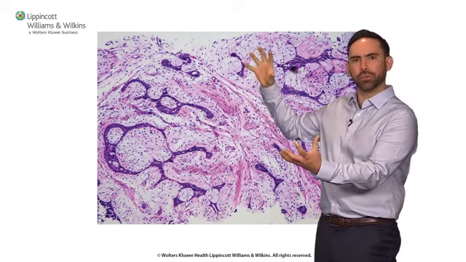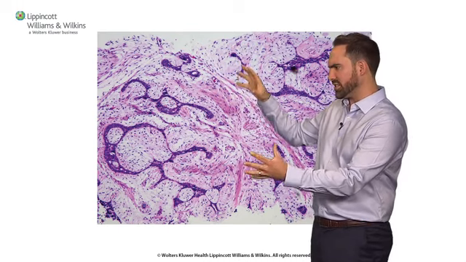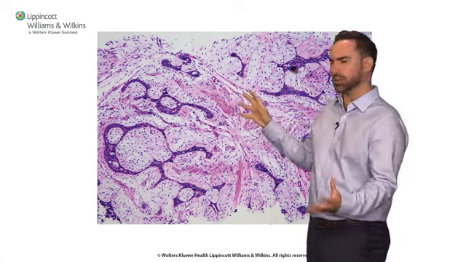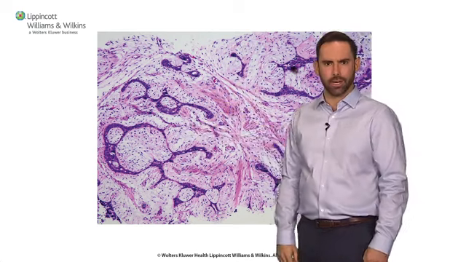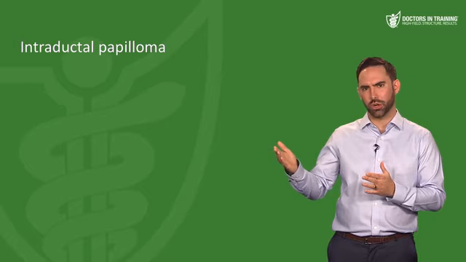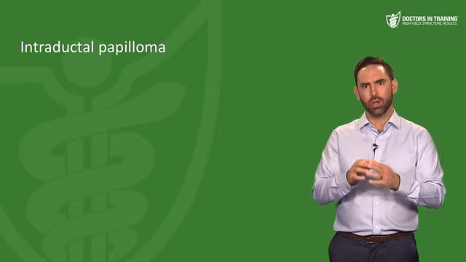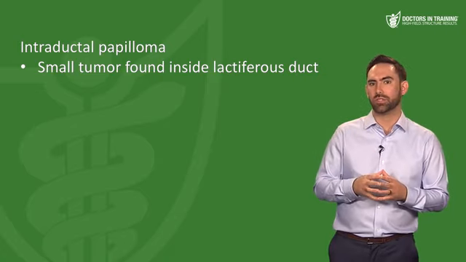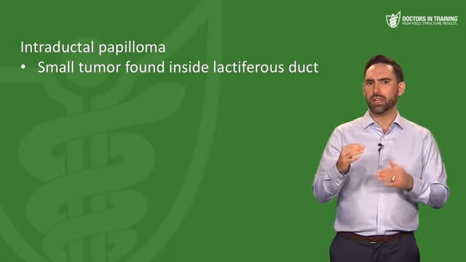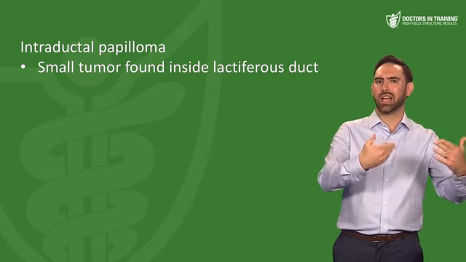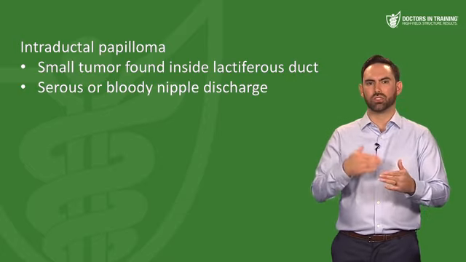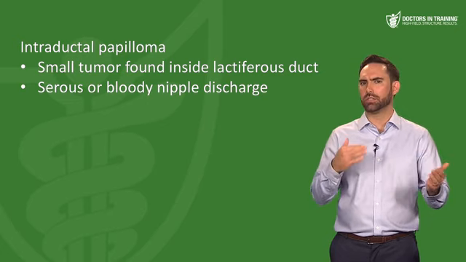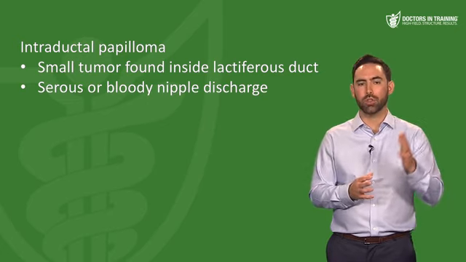Histologically, you see a proliferation of stroma, but this time it's cellular stroma that squeezes the purple glandular elements until they become compressed and elongated. The second type of benign breast tumor is intraductal papilloma, which is a very small tumor that's found inside of the lactiferous ducts beneath the areola. It's intraductal, inside the ducts, and it creates either a serous or bloody nipple discharge.